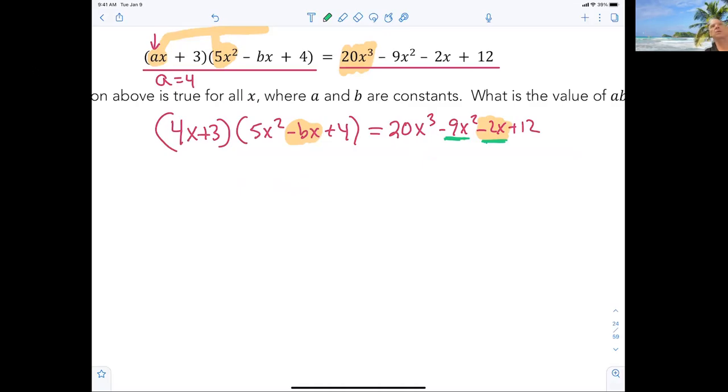I don't think it matters. Let's go with the X's. All right, so now watch me. Again, this is hard, so that's what I'm saying. Please speak up when you get lost.